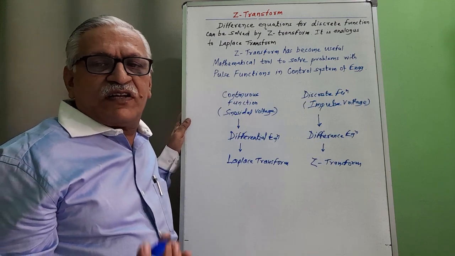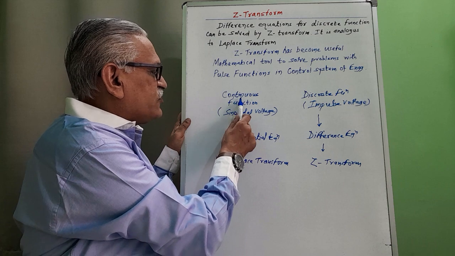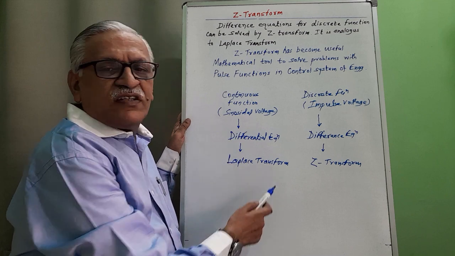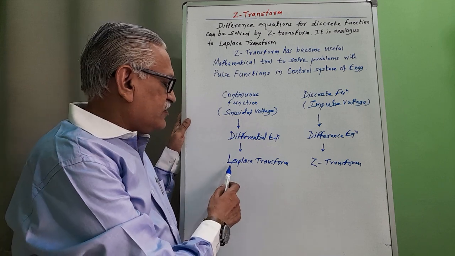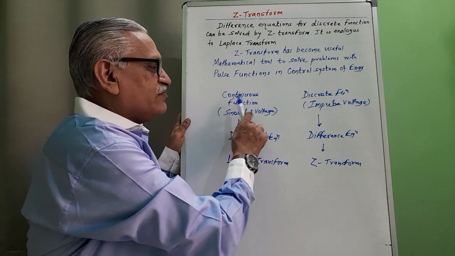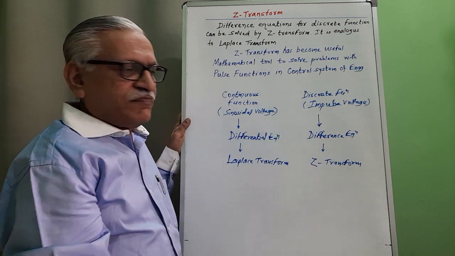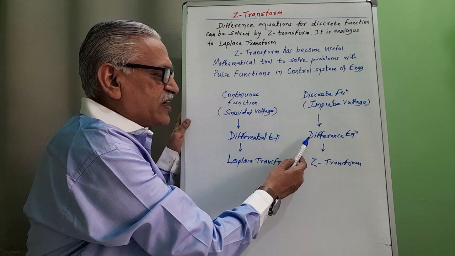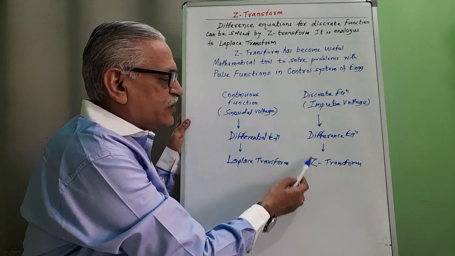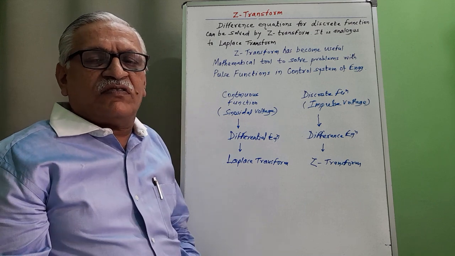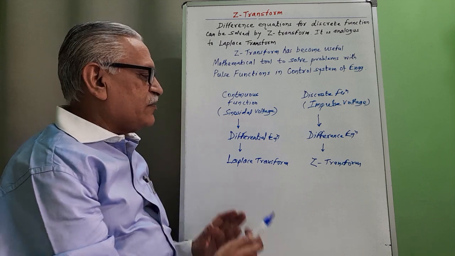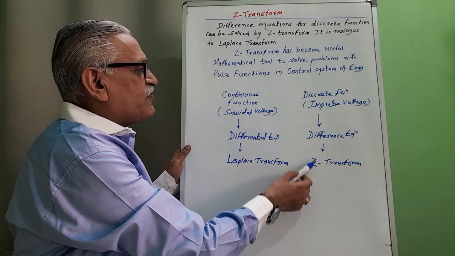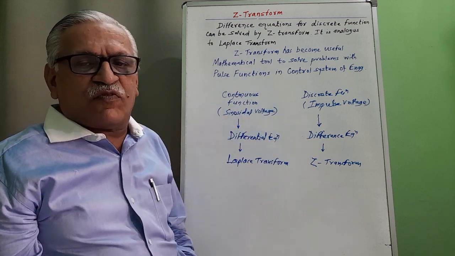The first is the basic difference between these two types of transform. If a continuous function is applied, we get a differential equation, and to solve that differential equation, the tool is Laplace transform. Instead, if we apply a discrete function, for example impulse voltage, to an electric circuit, as a result we get a difference equation, and to solve that difference equation the tool available is Z transform. That is the basic difference between these two types of transform, and the study of Z transform is analogous to the study of Laplace transform.